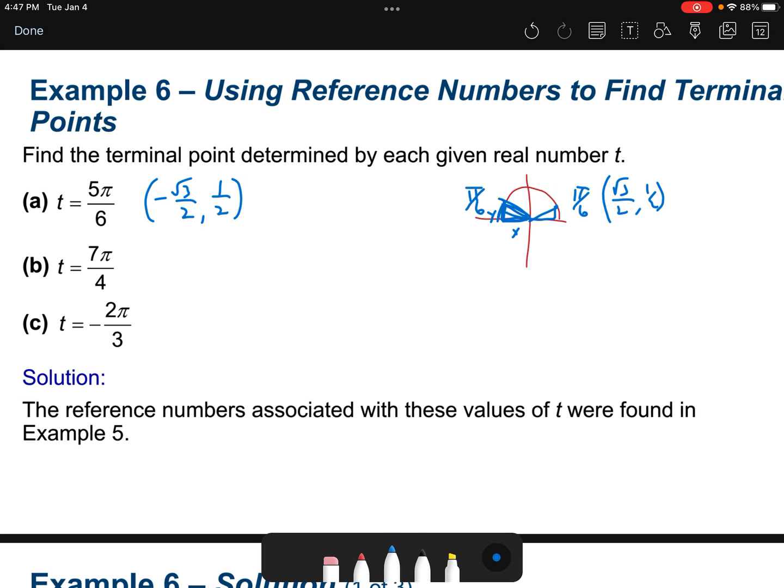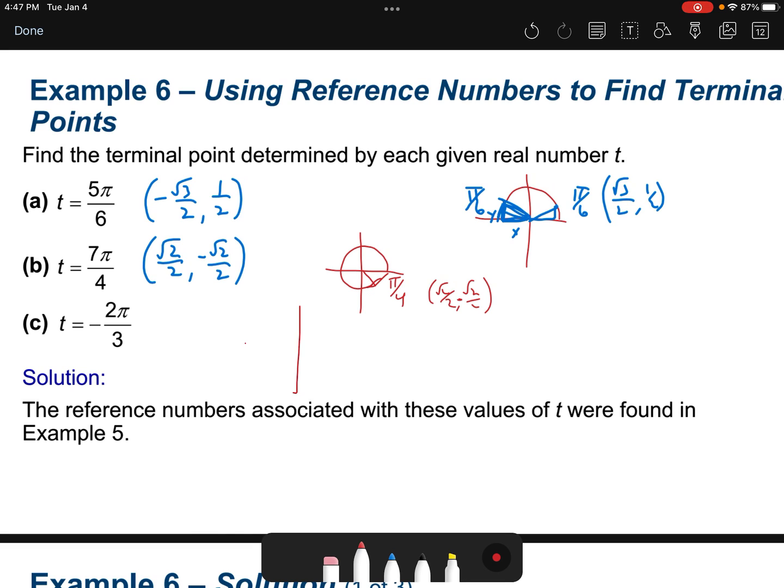Okay, what about 7 pi over 4? Okay, 7 pi over 4 is all the way to there. So pi over 4 then is our reference number, which is radical 2 over 2 and radical 2 over 2. But we know that y is negative. So it's going to be radical 2 over 2, negative radical 2 over 2. And you could just look at the graph and know which one's positive and which one's negative.